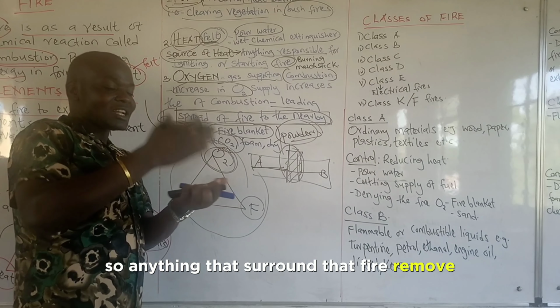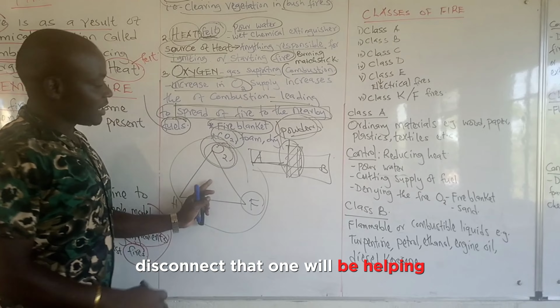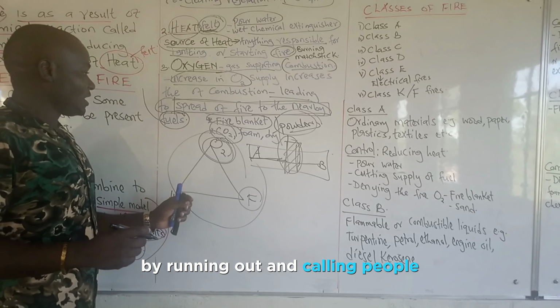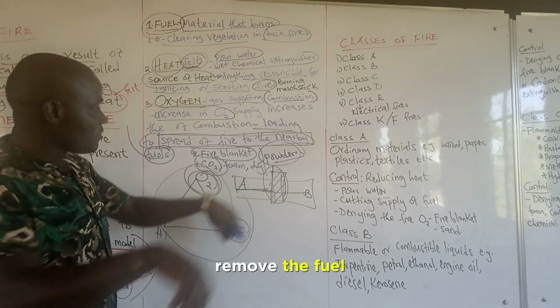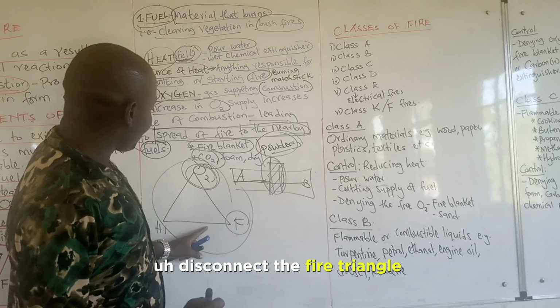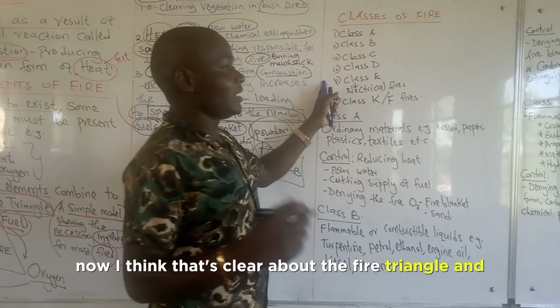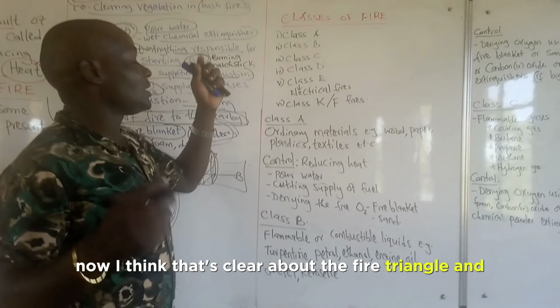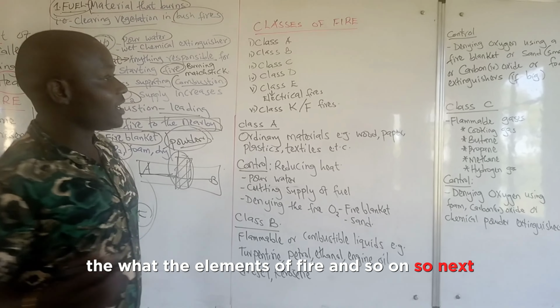So anything that's around that fire, remove, disconnect. That will help more than running out and calling people. Start there first before you run out. Remove the fuel and if possible, disconnect the fire triangle. Now, I think that's clear about the fire triangle and the elements of fire and so on.